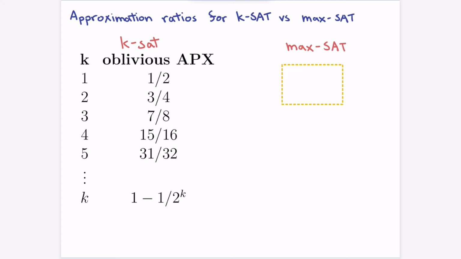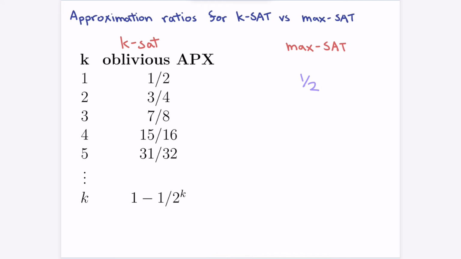Now what's the best approximation factor this algorithm, where you just flip coins, will give you for max SAT in general? Or what's the worst case? Or what's the worst entry in the table? Yeah, 1/2. Wasn't a trick question. So it's just 1/2.